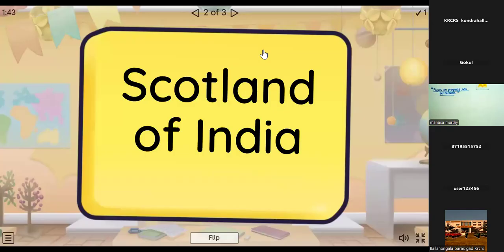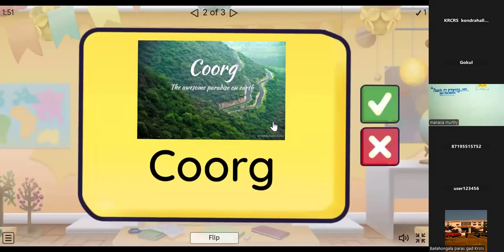Kolar? No, not Kolar. It is Coorg. Coorg is being called the Scotland of India. City of Pearls, we call it Hyderabad. Dream City, we call it Mumbai. Silicon Valley of India, Bangalore. So Scotland of India, it is our own Coorg.